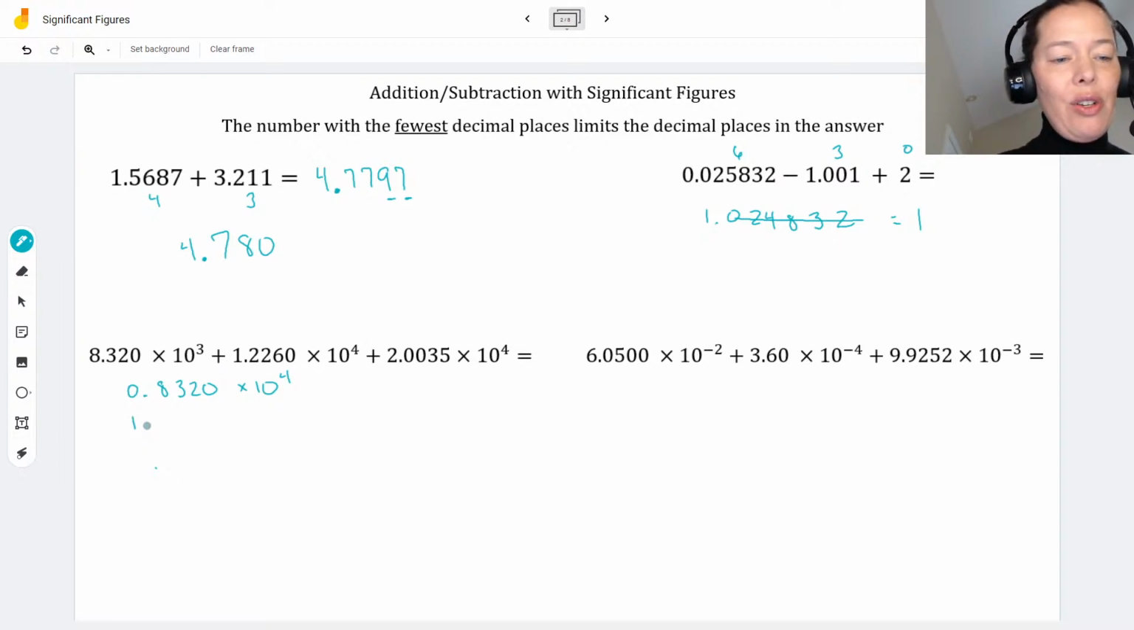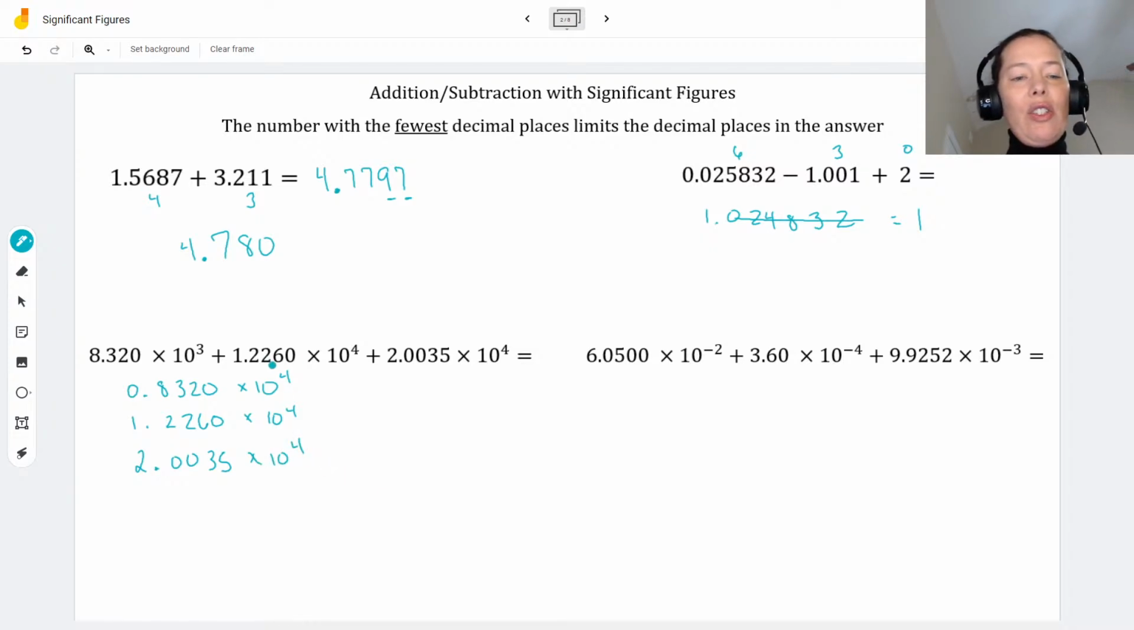I think that's also a really easy way, especially when you have a lot of numbers, to compare the decimal places. And I'm just going to rewrite this one, 0.0035 times 10 to the 4th. And it's also nice to just confirm that all three of these numbers are raised to the same exponent.